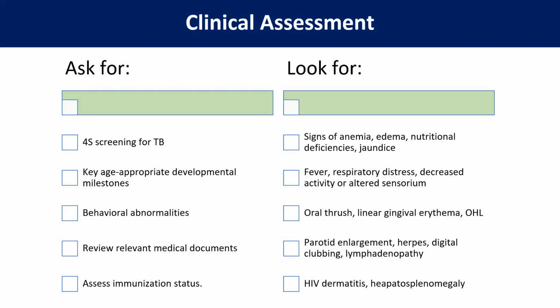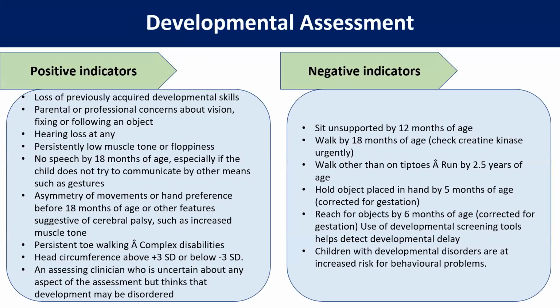You should look for fever, respiratory distress, decreased activity, and altered sensorium for opportunistic infections, oral thrush, lingual erythema, and OHL, that is oral hairy leukoplakia, parotid enlargement, herpes, digital clubbing, and lymphadenopathy. These things will give the chronicity of the disease as well as help in clinical staging of the child. Also look for HIV dermatitis and hepatosplenomegaly.